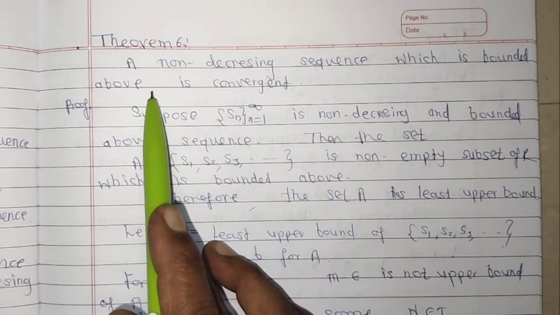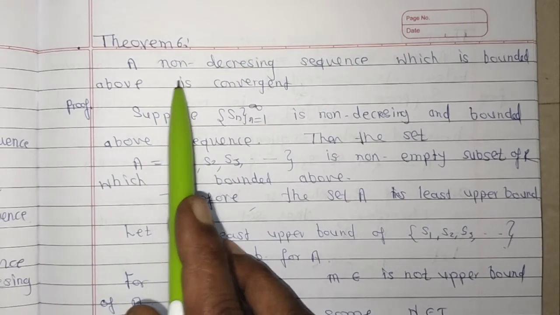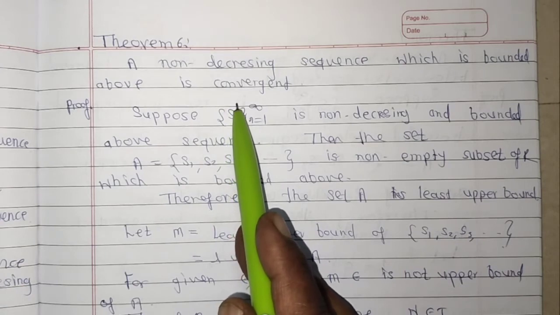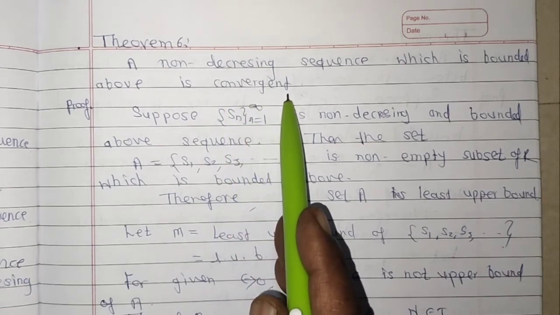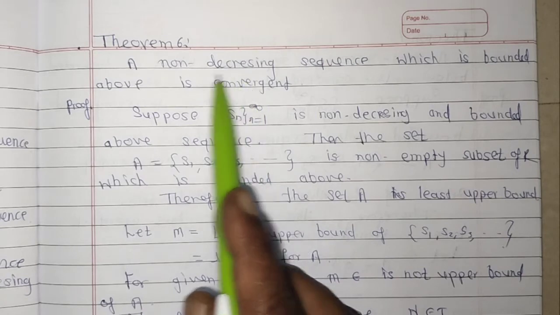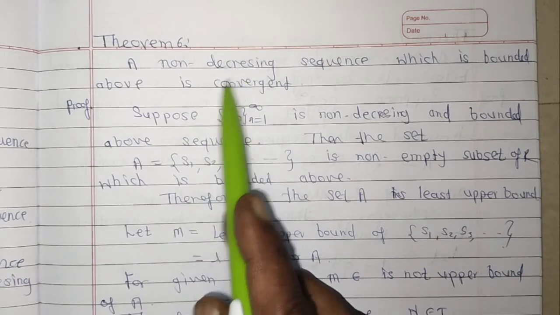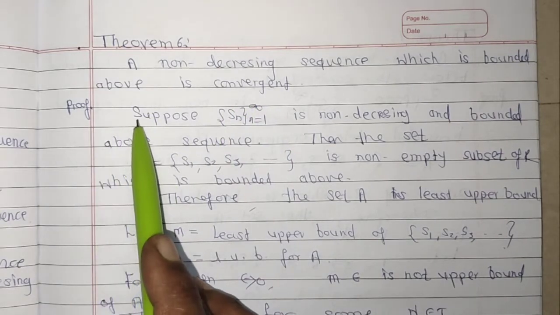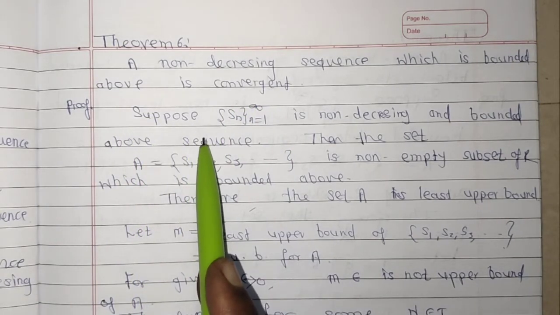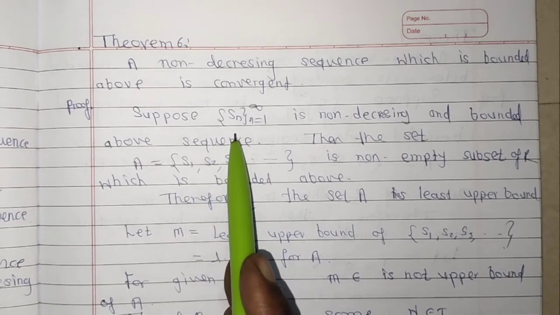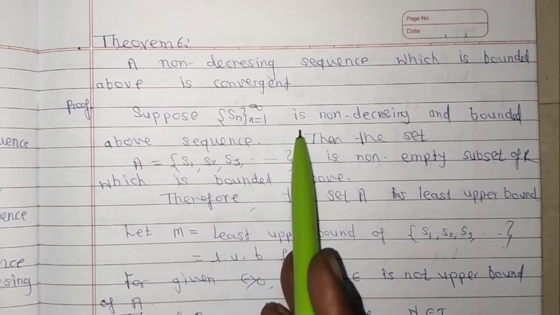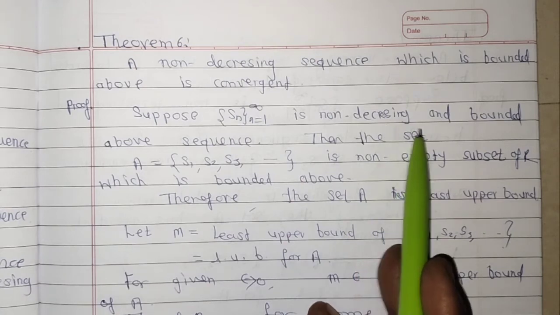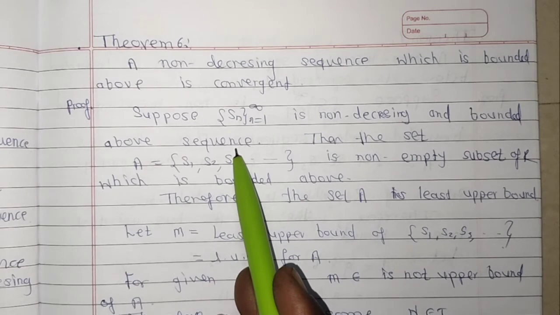Statement of this theorem: a non-decreasing sequence which is bounded above is convergent. Non-decreasing means increasing. A non-decreasing sequence which is bounded above is convergent. Let us consider the proof of this theorem. Suppose the sequence Sn, n going from 1 to infinity, is a non-decreasing and bounded above sequence.